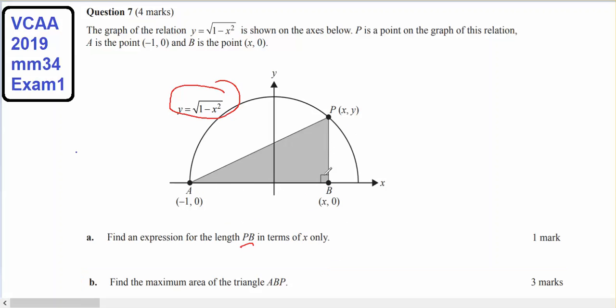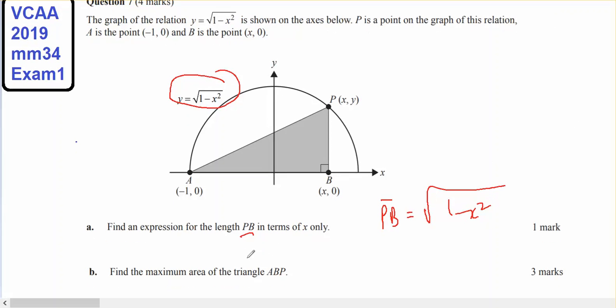P to B in terms of x only. Expression for the length of P to B. P to B will be, the PB distance will equal the y coordinate, which is the square root of 1 minus x squared.